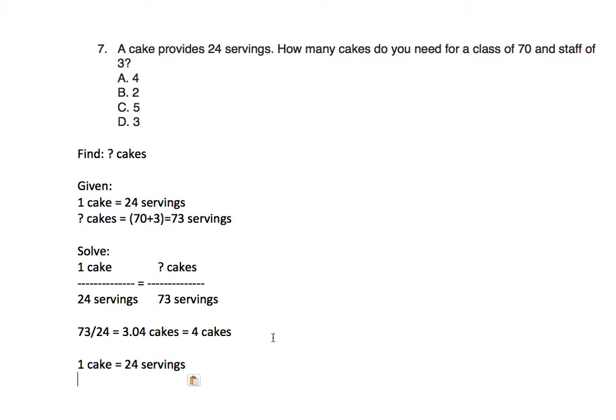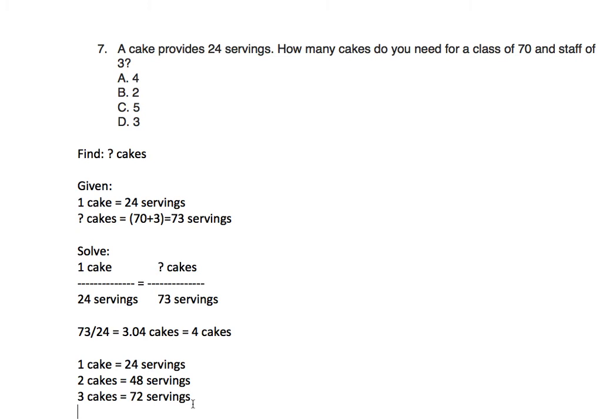I'm just going to do that down here. Then you can just use trial and error and say, okay, then 2 cakes equals 48 servings. Is that enough? No, we need 73. 3 cakes equals, and you can use your calculator for this, we've got 48, and then another cake, that's another 24 servings, so that's 72 servings. And now, do we have enough?